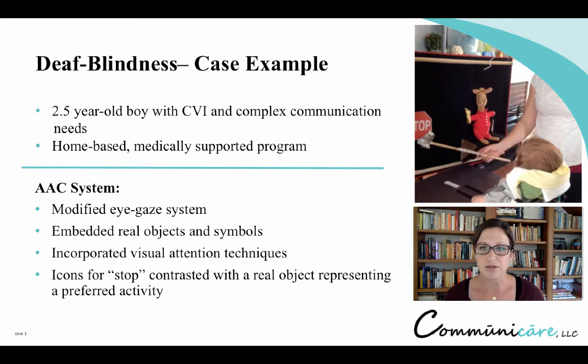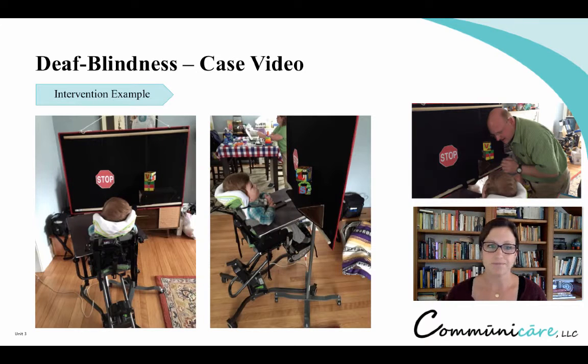So in this particular example, we are using two contrasting options, basically stop and go, with the go being more of a preferred object or item and stop indicating to stop that. So we have an example of this in action. We can see the setup here.